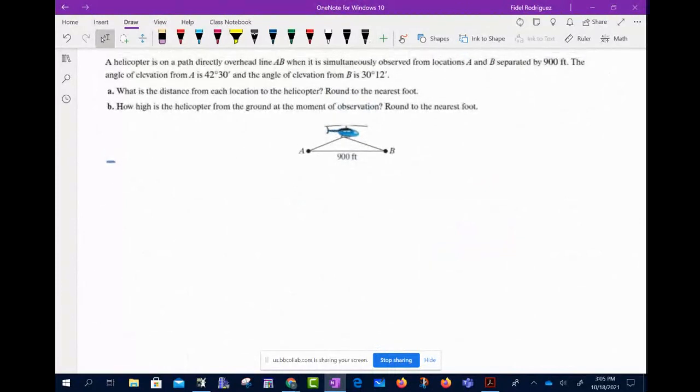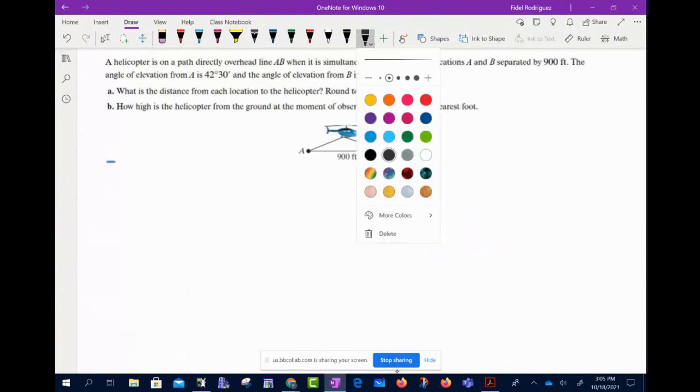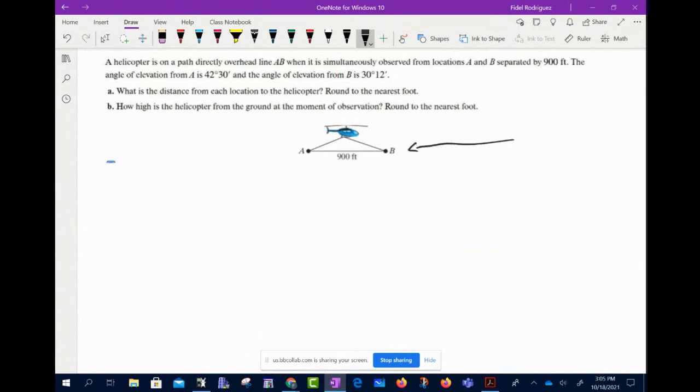So let's take a look at the next one here. This problem says a helicopter is on a path directly overhead line AB. So here's my line AB right there. When it's simultaneously observed from locations A and B separated by 900 feet, so we know the distance between those is 900 feet. And we have the angles of elevation. A is 42 degrees 30 minutes, and the angle B is 30 degrees 12 minutes. And it says, what is the distance from each location to the helicopter, rounded to the nearest foot? And then it says, how high is the helicopter from the ground at the moment of observation?